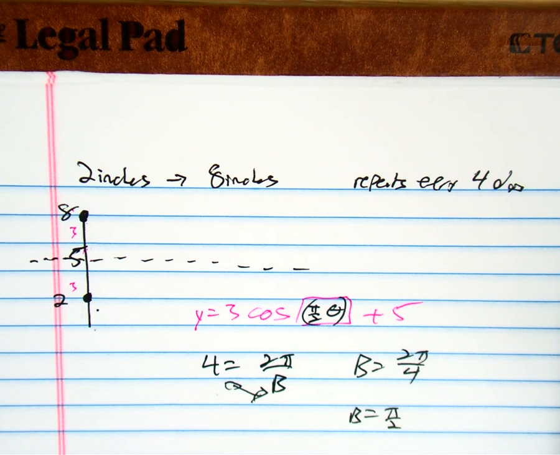So let's make sure we really know what we're doing. Find the high point and the low point. Use that to get your midline and your amplitude, and then look at what you need to do for your period adjuster.